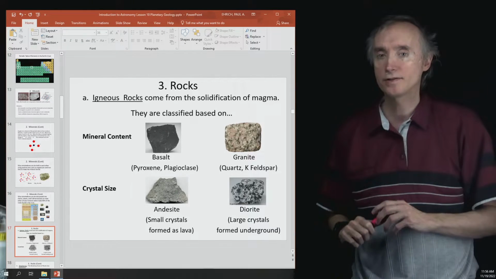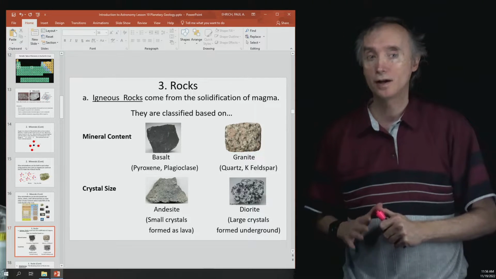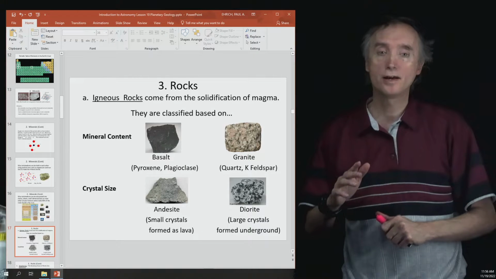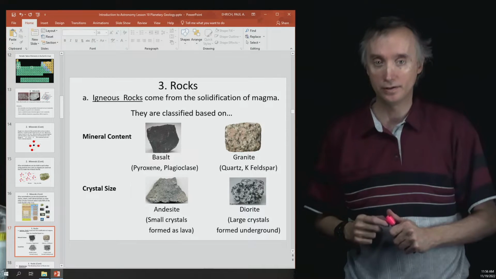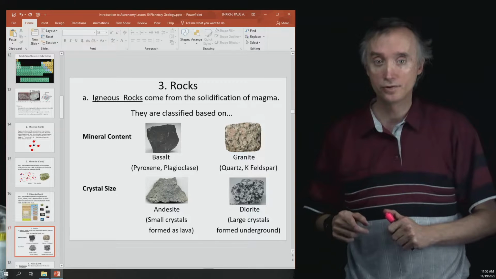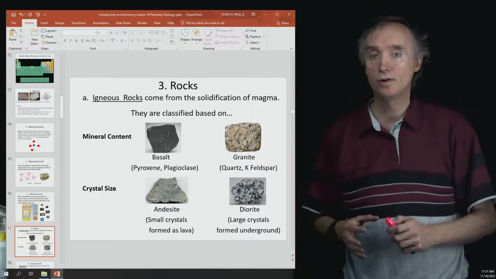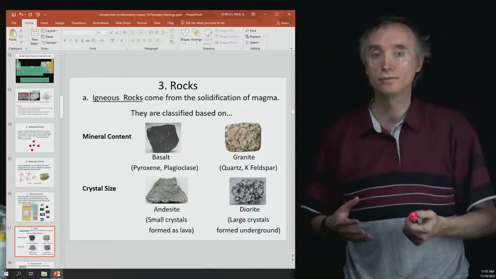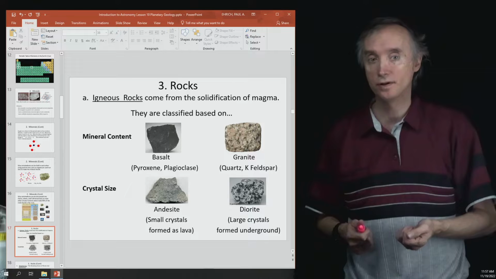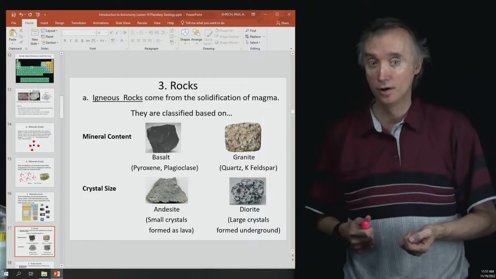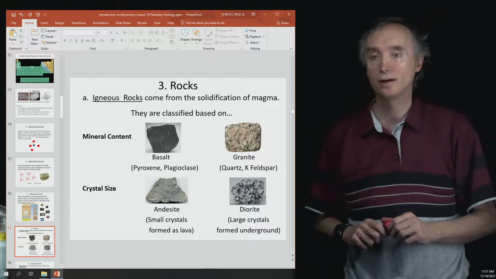So how can we classify igneous rocks? Well, one is going to be based on their mineral content. So, for example, basalt has a lot of pyroxene in it, and it has a lot of plagioclase, and both of those are very dark colored minerals, so it's not surprising that basalt is a dark colored rock. On the other hand, if you look at granite, it has a lot of quartz in it, and it has a lot of potassium feldspar, which are light colored minerals. So therefore you end up with a light colored igneous rock.